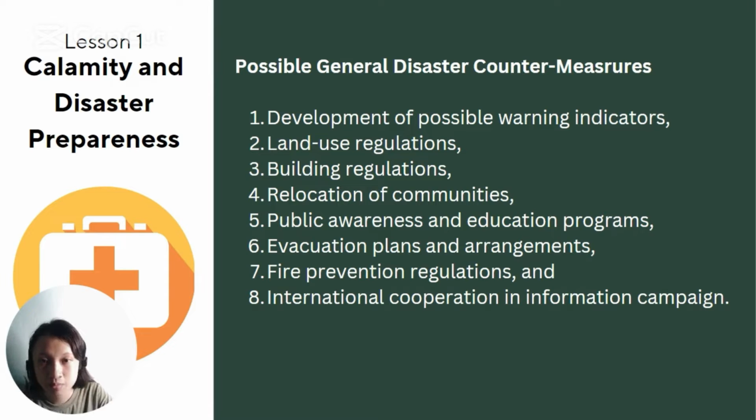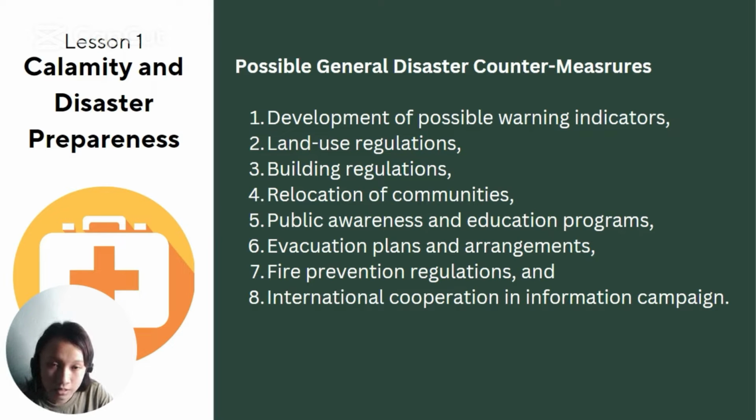And then number 5, public awareness and education programs. An example is the ones in our USTP gymnasium, which is also part of the examples of education programs for public awareness, where we are educated about disasters. And then number 6 is evacuation plans and arrangements. Of course, we should have a plan for how to evacuate and how to arrange our evacuation plans.